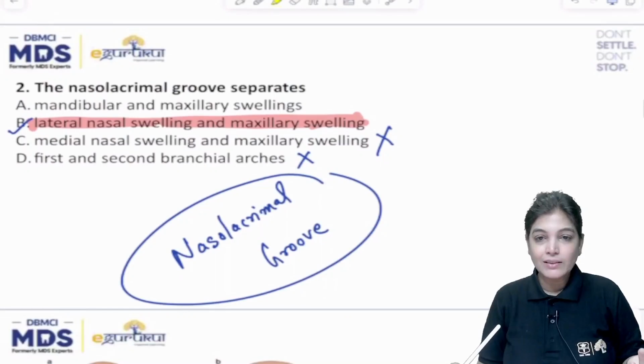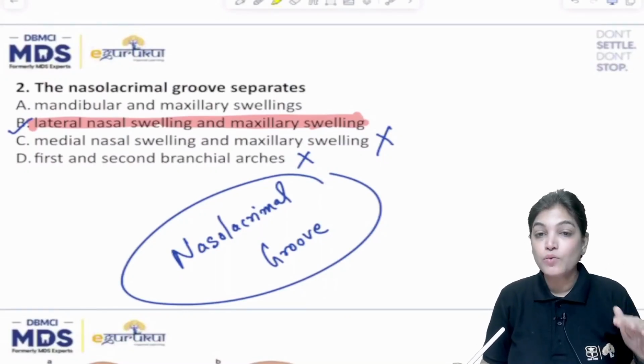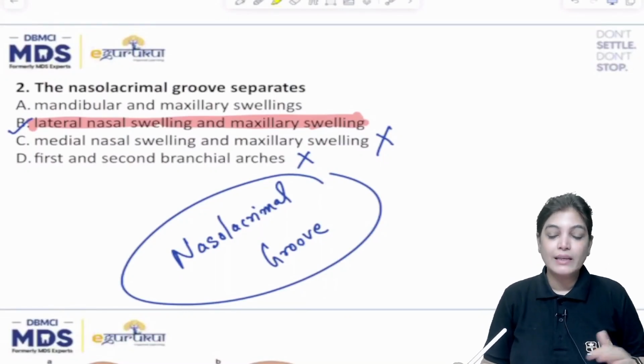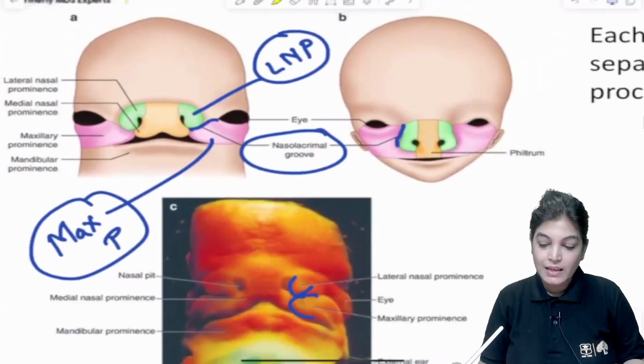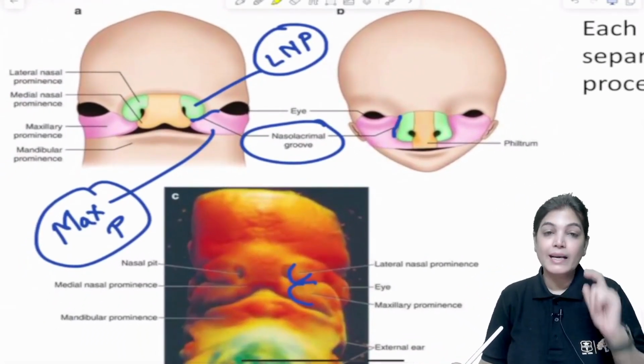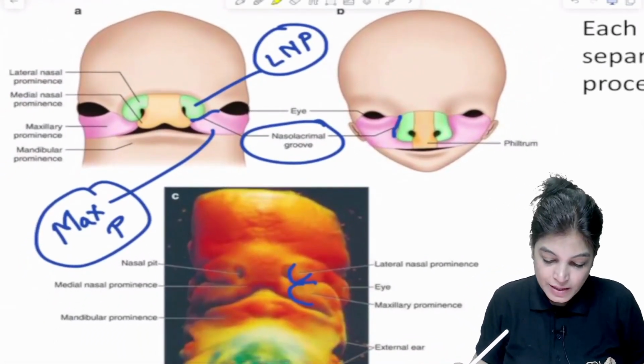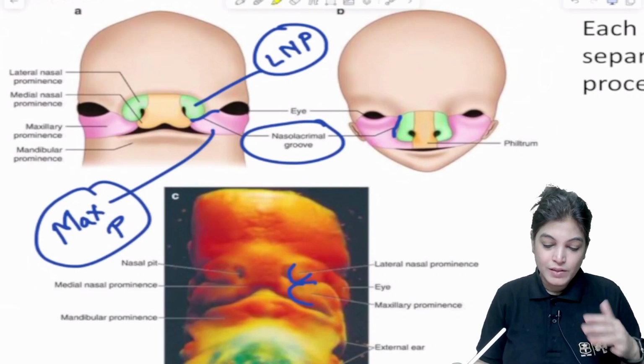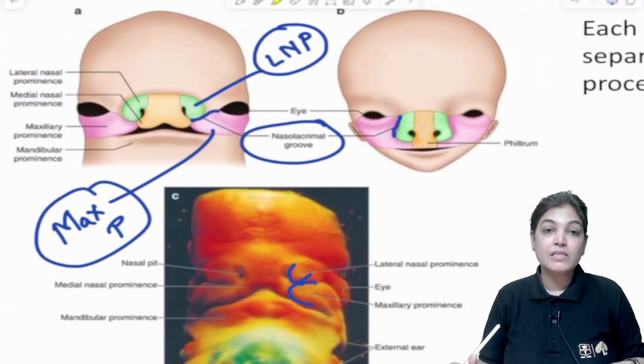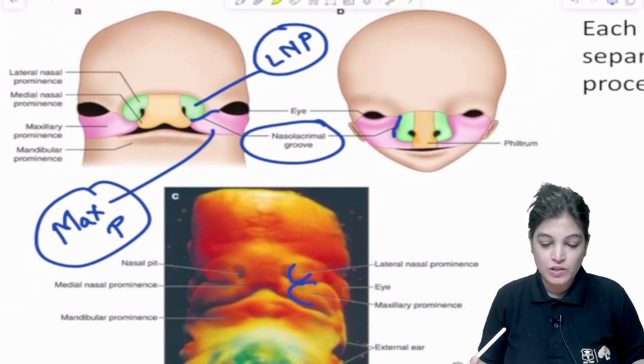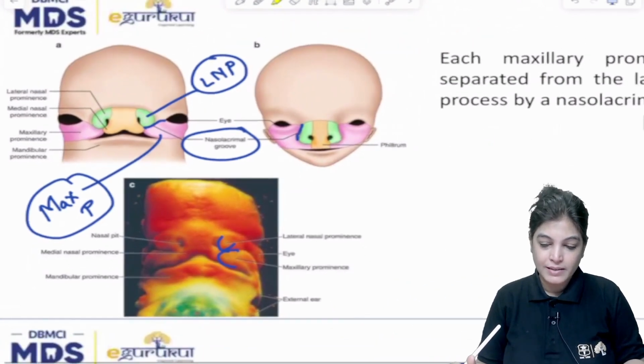This was an easy one. It was a direct question. The location of the nasolacrimal groove was asked. So definitely after seeing this image, we are quite clear about the exact location of the nasolacrimal groove. Nasolacrimal groove is located between the lateral nasal process and that of the maxillary process, which is great. Okay, so that is the right answer.